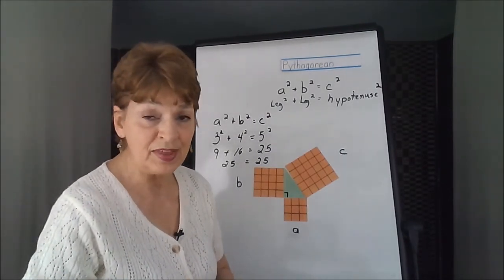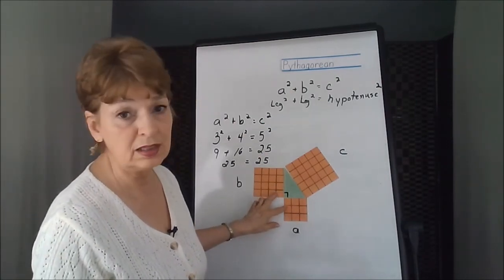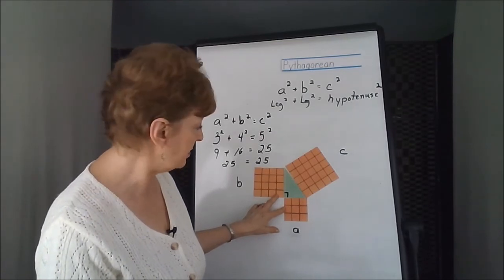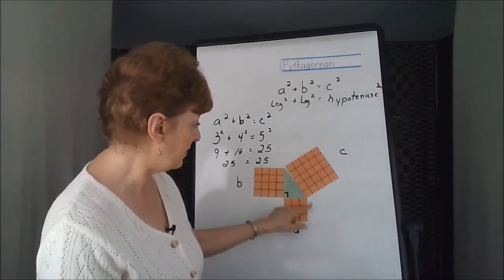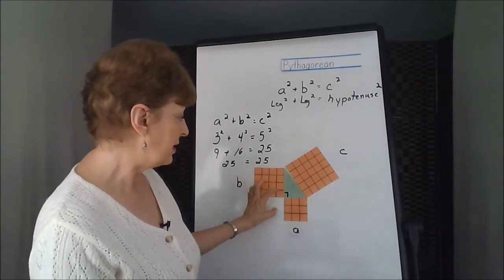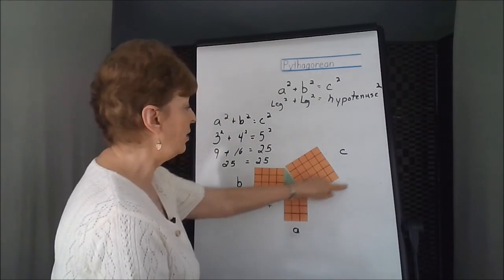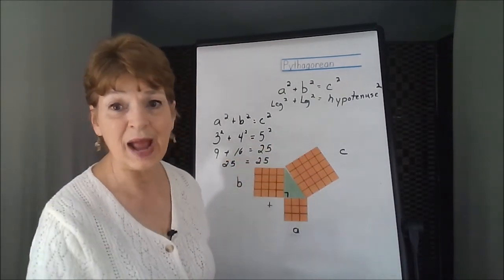The Pythagorean theorem says that if you take the two small legs of a right triangle, it only works in right triangles, and you square them, you make squares on the sides of them, you can add these together and they will equal the number of squares that you can get in the hypotenuse.